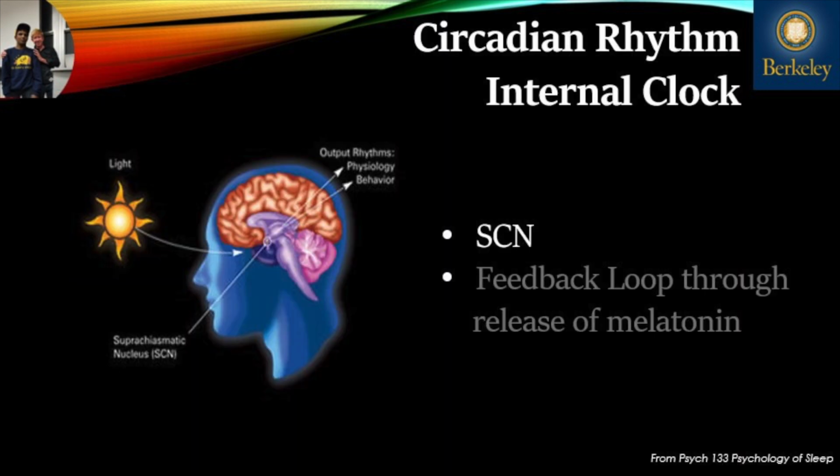Let's start with circadian rhythm. We all have an internal clock, the SCN, or the suprachiasmatic nucleus. This clock synchronizes our internal biology to the 24-hour sun cycle. In the case of sleep, SCN informs the brain of light and dark through the release of melatonin. It's a feedback loop to reset the sleep-wake cycle. As our circadian rhythm increases, our drive to be awake increases. That is, there is less melatonin.